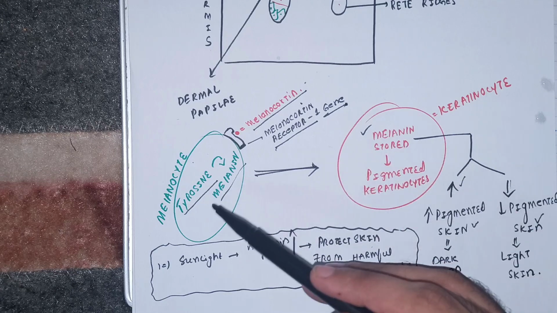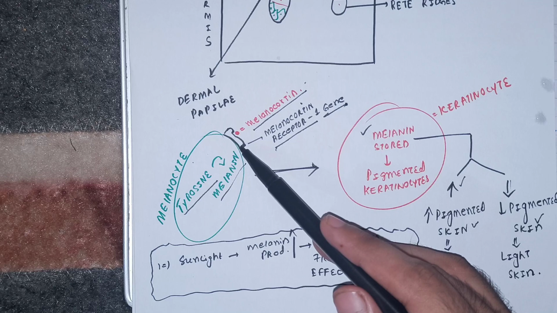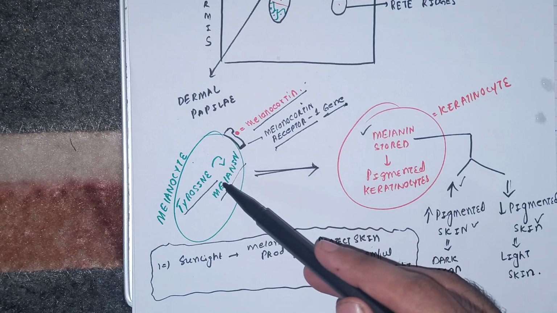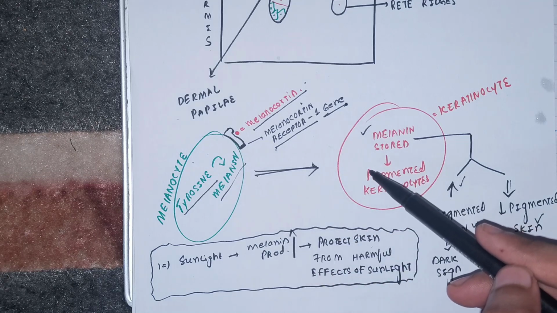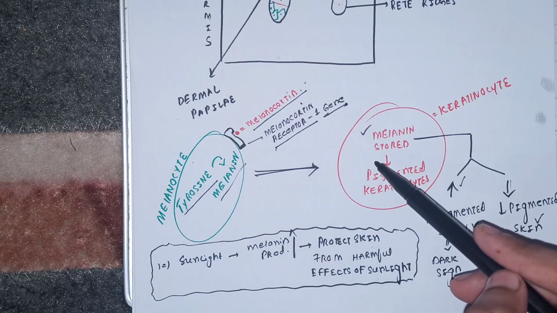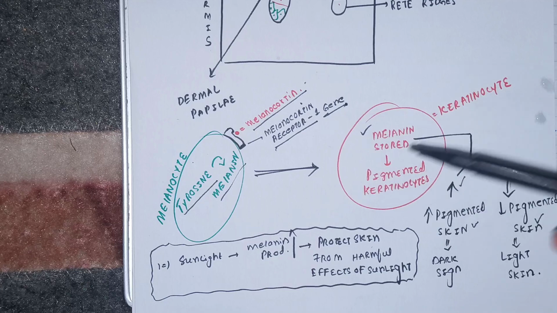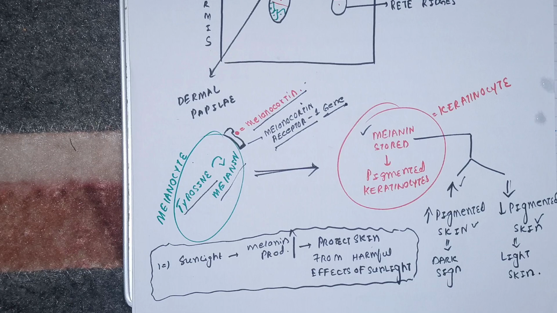There may be some problem in conversion of tyrosine to melanin. There may be some problem with this receptor. There may be some problem with the transfer of melanin from melanocyte to keratinocyte. Any problem in melanin production or transport. So due to whatever reason melanin production is decreased, sunlight can produce some harmful effects on your skin. Okay, so yeah, this is the concept you need to have better.